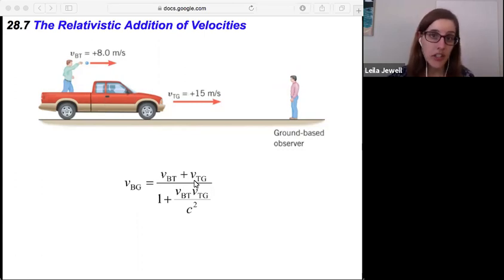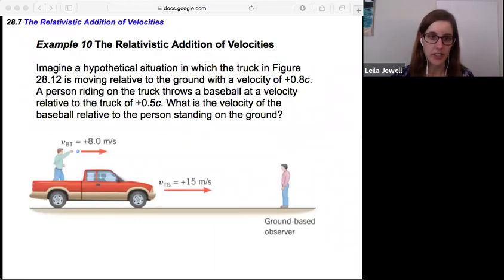truck. So that part is the same, but you're now also going to divide by 1 plus the speed of the ball relative to the truck and the speed of the truck relative to the ground divided by c squared. And that's how you can get the speed of the ball relative to a ground-based observer. So you're changing the reference frame of the speed of the ball. So let's see this in an example.